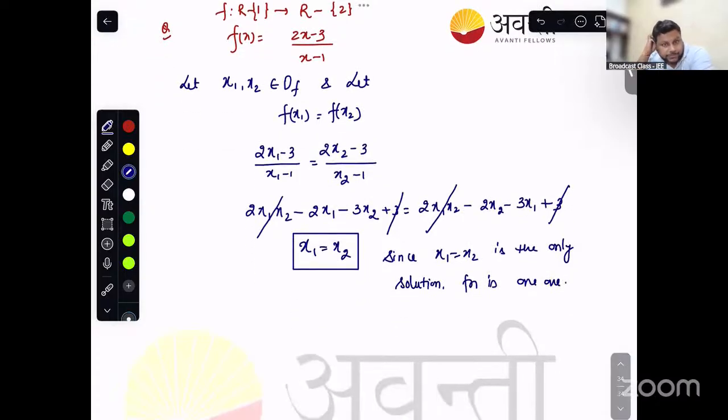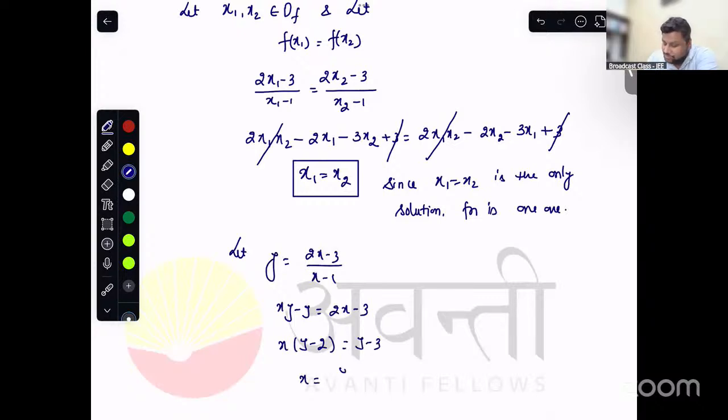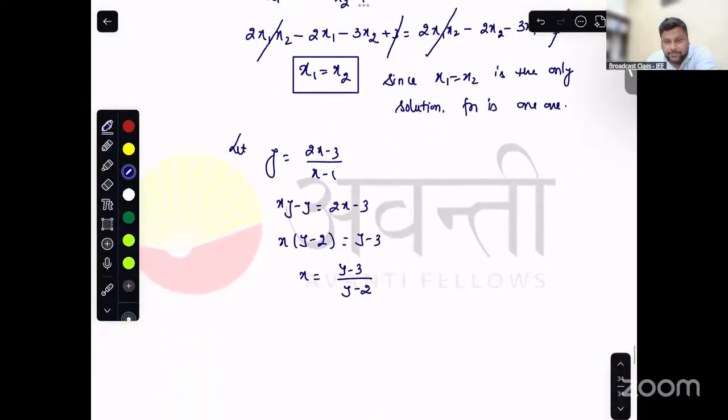Understood? Now, for onto into, let y equals (2x minus 3) upon (x minus 1). Cross multiply: xy minus y is 2x minus 3. So x times (y minus 2) is y minus 3. So x comes out to be what? (y minus 3) upon (y minus 2). Understood? So y can be anything except 2. So range belongs to R minus 2.